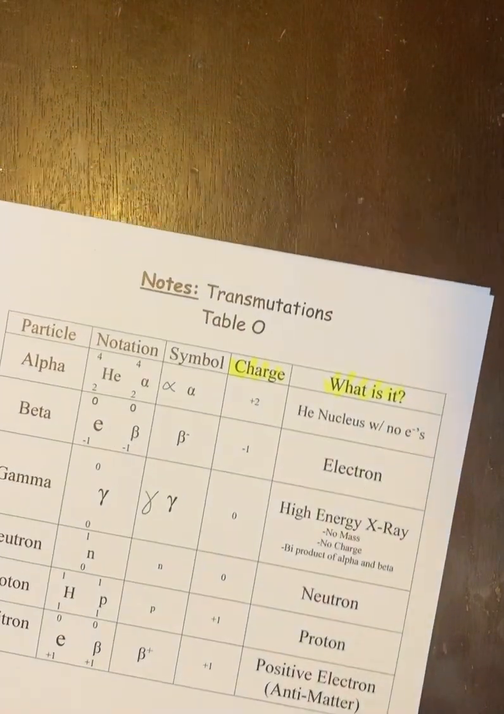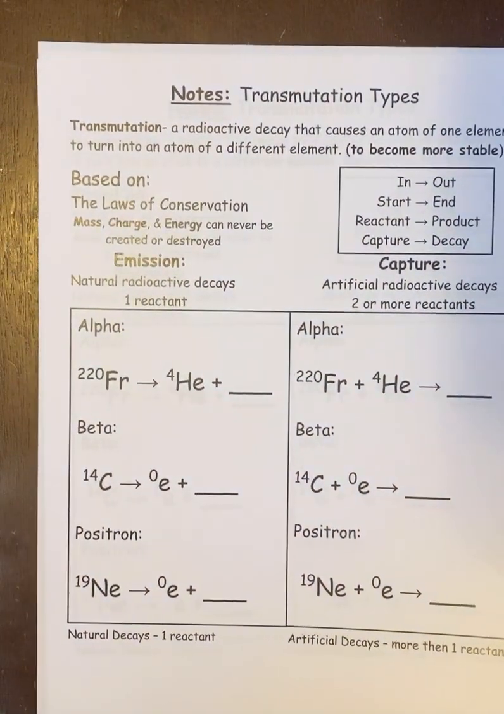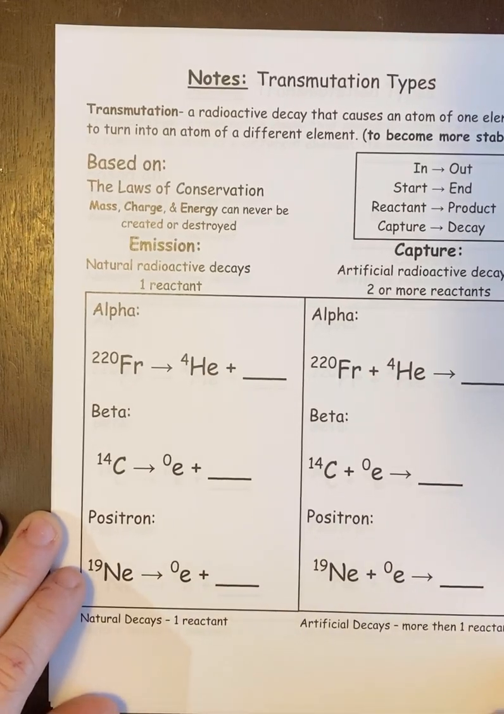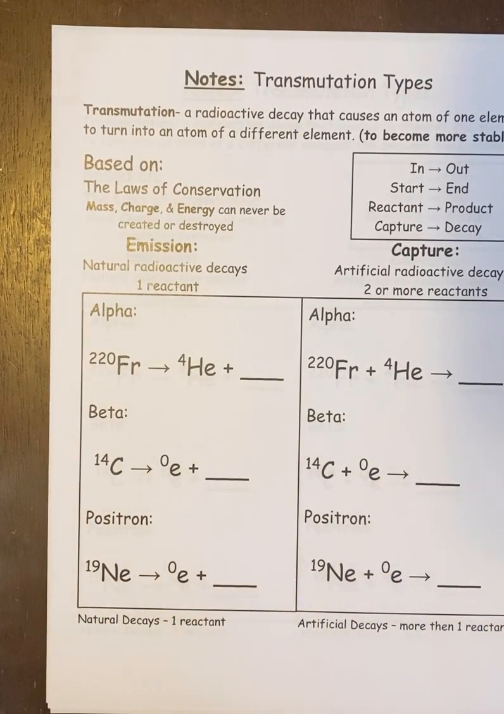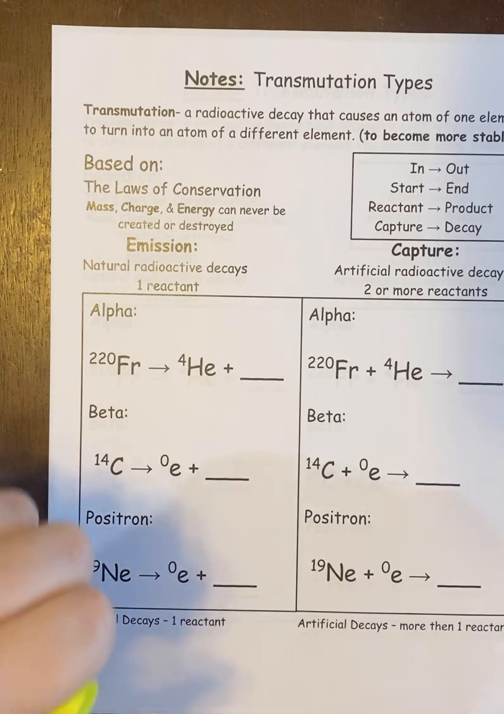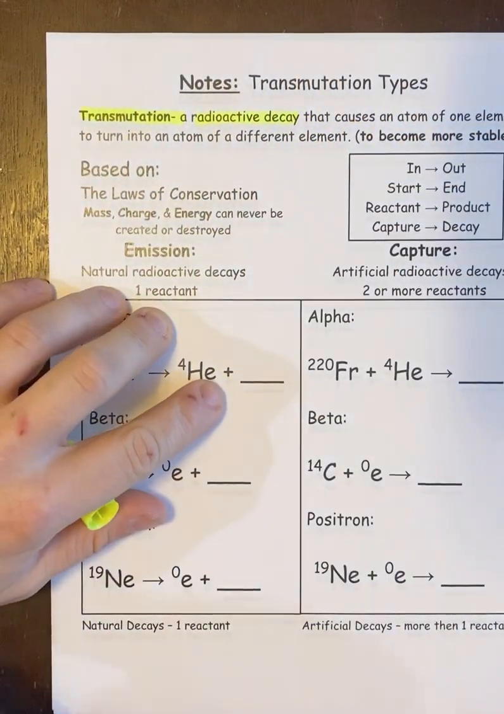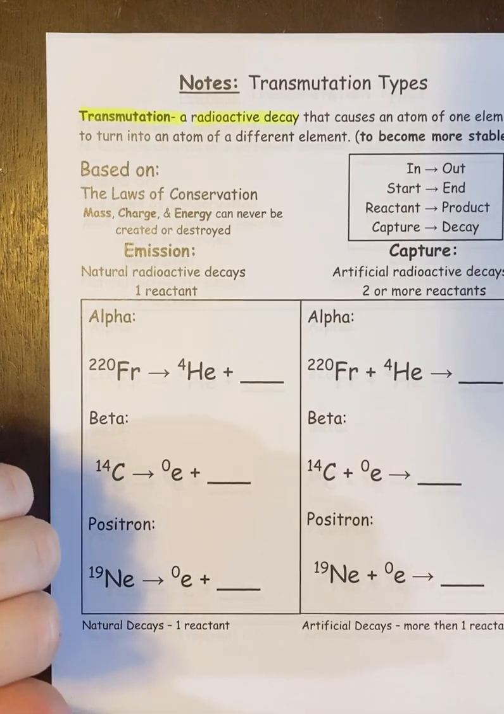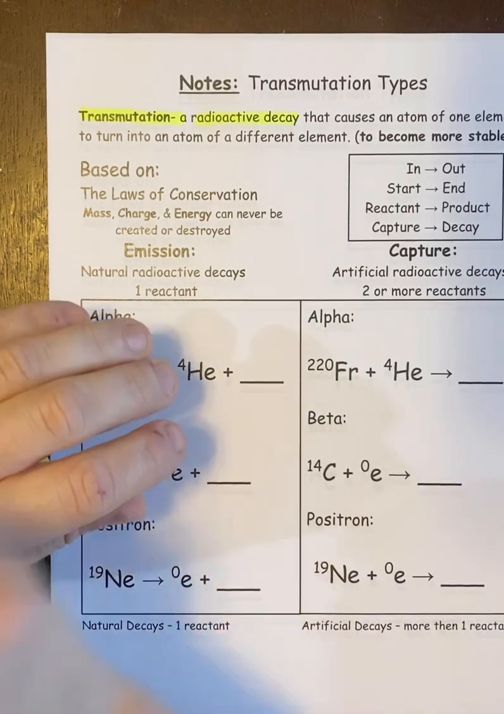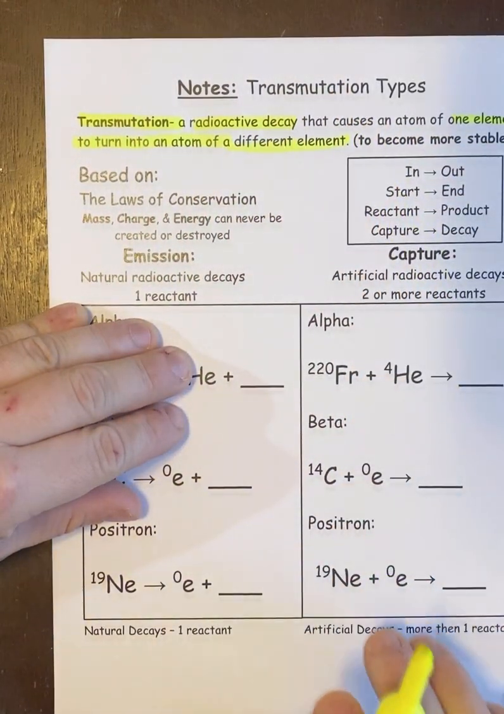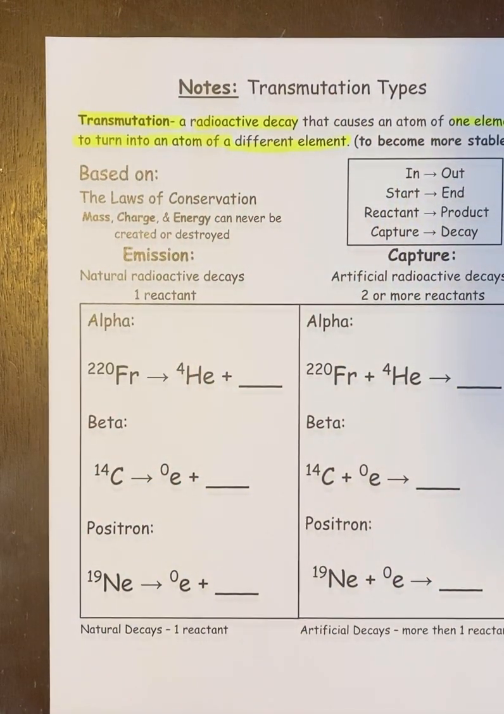And now let's look at transmutations. So this is the nuclear transmutations that you have to worry about. So a nuclear transmutation, what is it? Well, it's a radioactive decay, but it's more specific than that. It's a radioactive decay that causes one element to turn into a different element. It's doing that to become stable. Again, that's the ultimate goal.